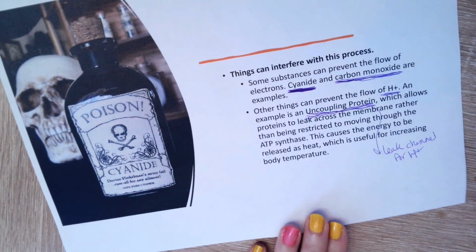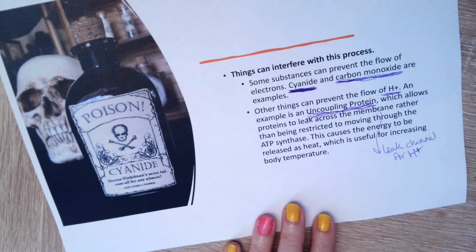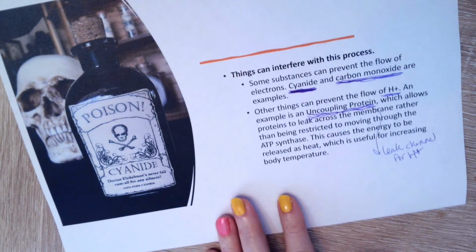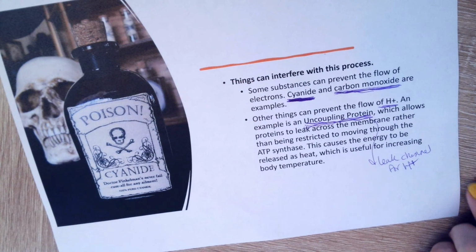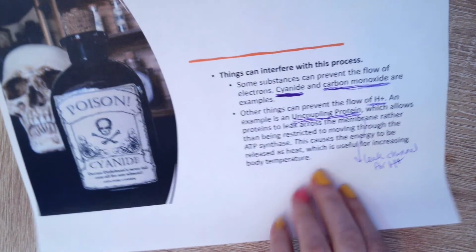So if you had a condition that caused you to overexpress that uncoupling protein, that would essentially allow you to bypass the ATP synthase, which obviously is not good. You wouldn't be able to make energy. Okay, so that does it for the electron transport chain. So we're all done with that.